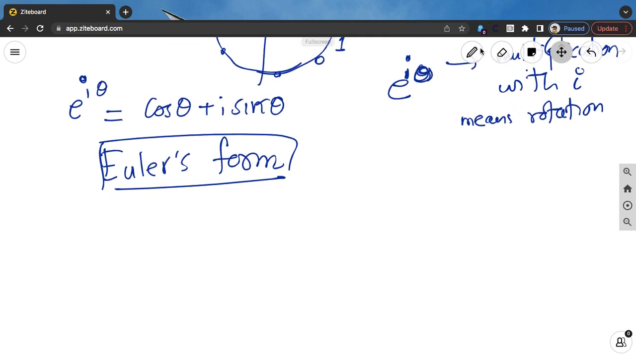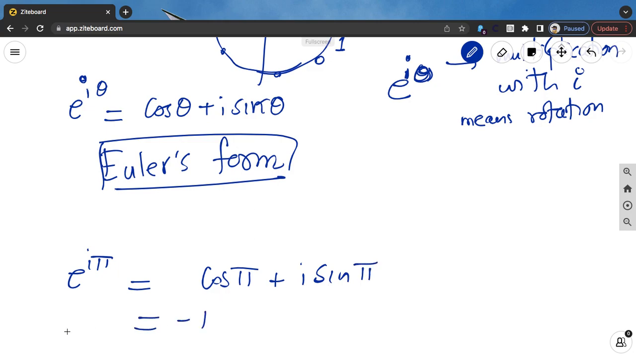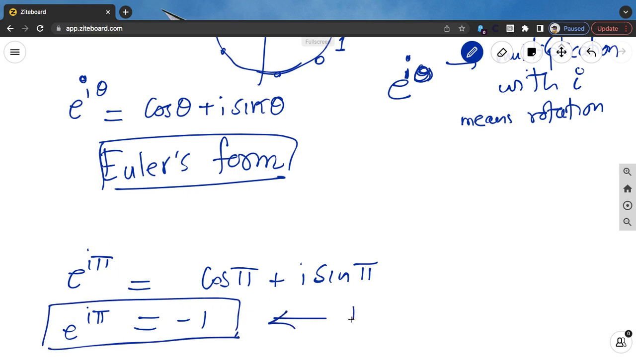So if I substitute theta as pi, that means if I rotate it till pi, what do I get? E raised to i pi is cos of pi plus i sin of pi. Sin of pi is 0 and cos of pi is minus 1. E raised to i pi is equal to minus 1. This is called the Euler's formula. It is also called the world's most beautiful equation.